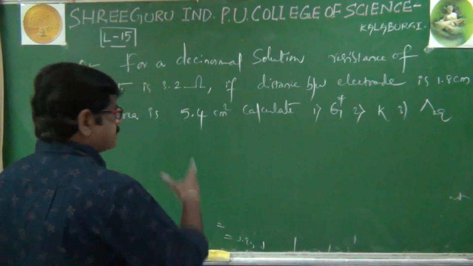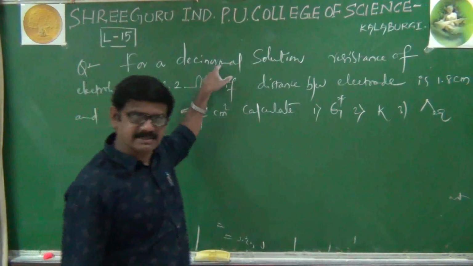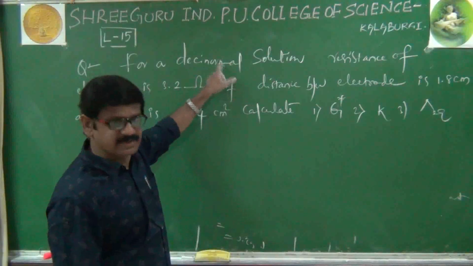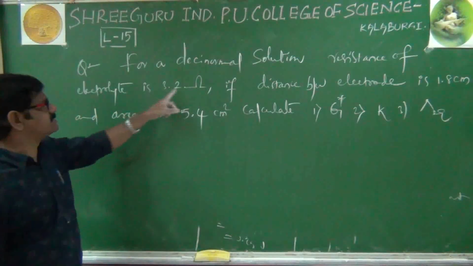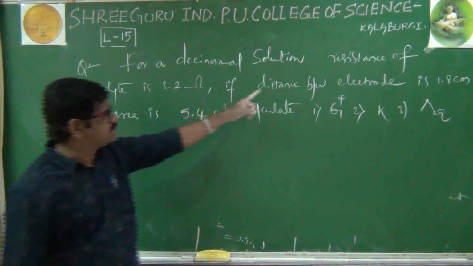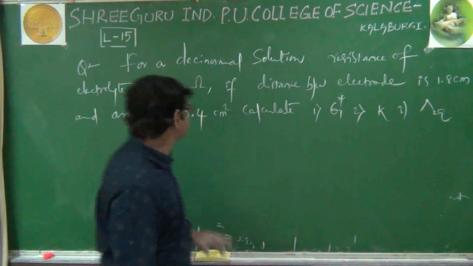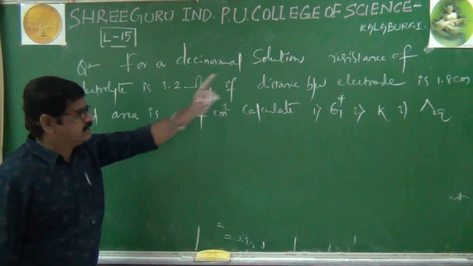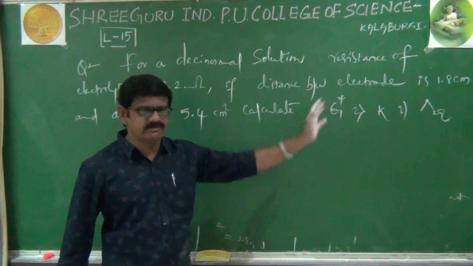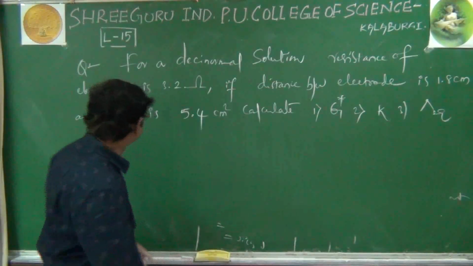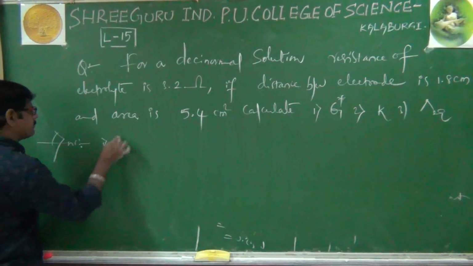We'll first try to understand the question. For a decinormal, the normality is given indirectly. The resistance of the electrolyte, the R value, is also given. The distance between electrodes, the L value, is 1.8 centimeters, and the area is given as 5.4. If you do L by A, you will get G star. Once you get G star, we can calculate all the values one by one. First we will calculate G star.